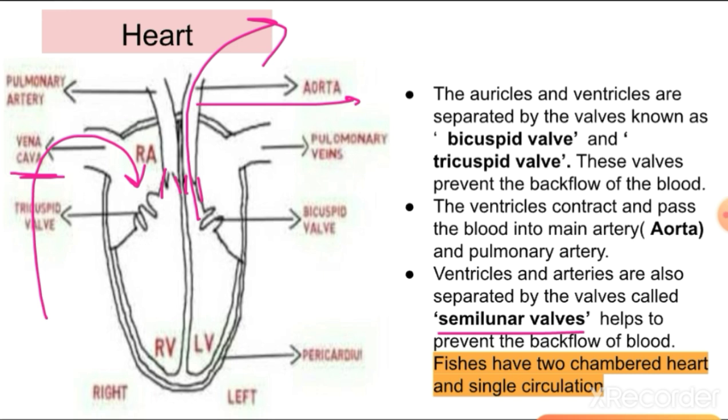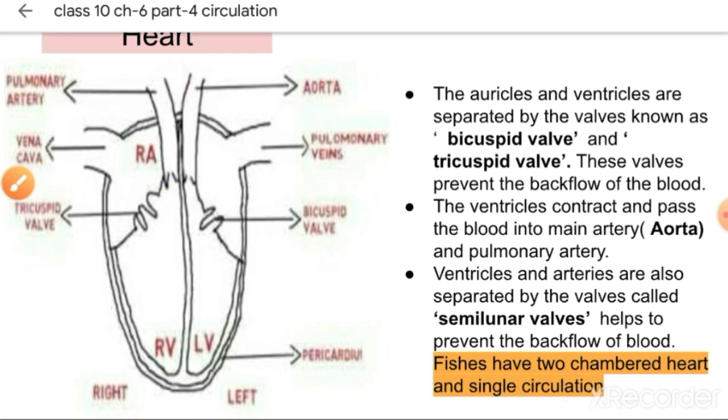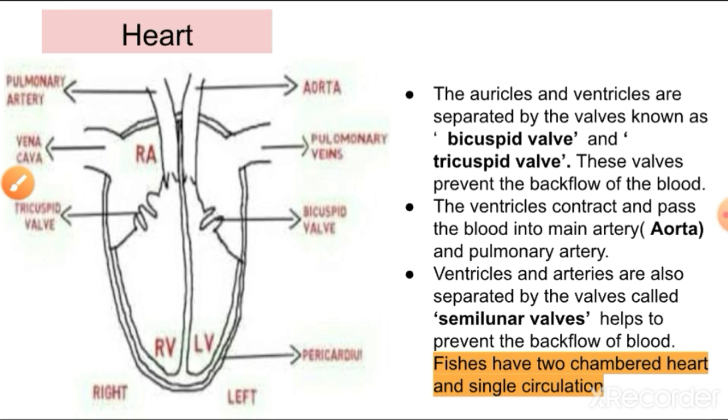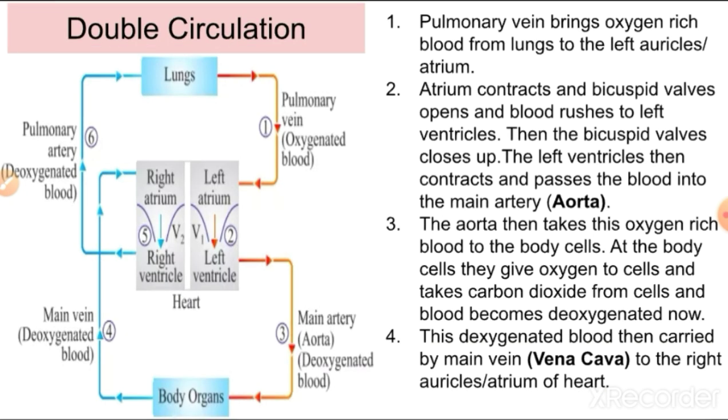The other point to be noted is that fishes have only a two-chambered heart and a single circulation. So what is single circulation? Single circulation means the blood passes through the heart only one time. But in human beings, or in four-chambered organisms where the heart is four-chambered, we have a double circulation system. We'll understand the double circulation afterwards. First, let's understand how this heart circulates the blood to all the body organs.